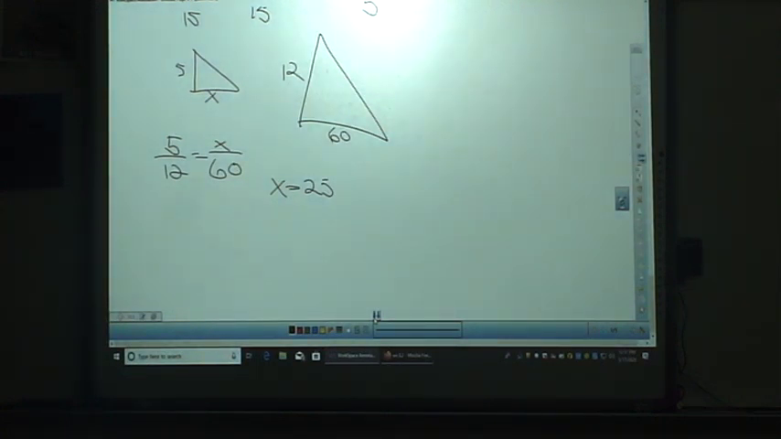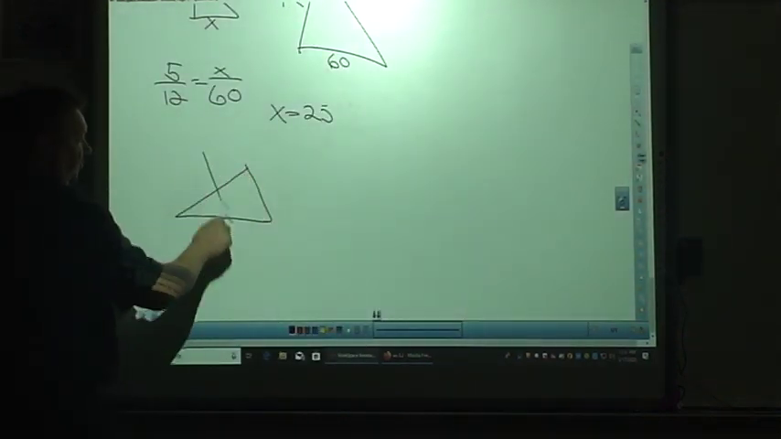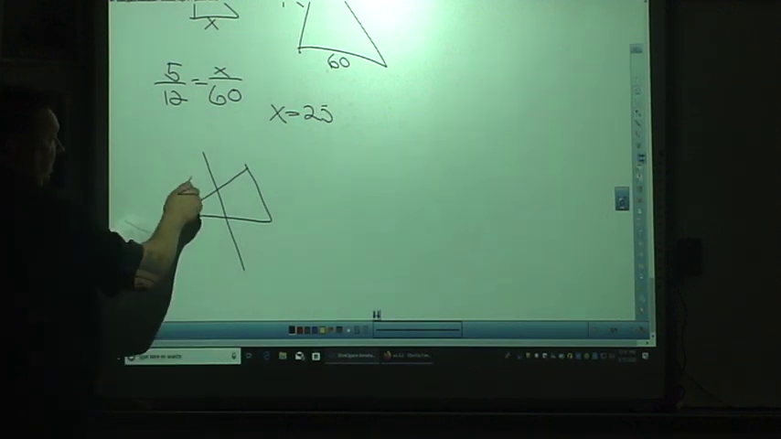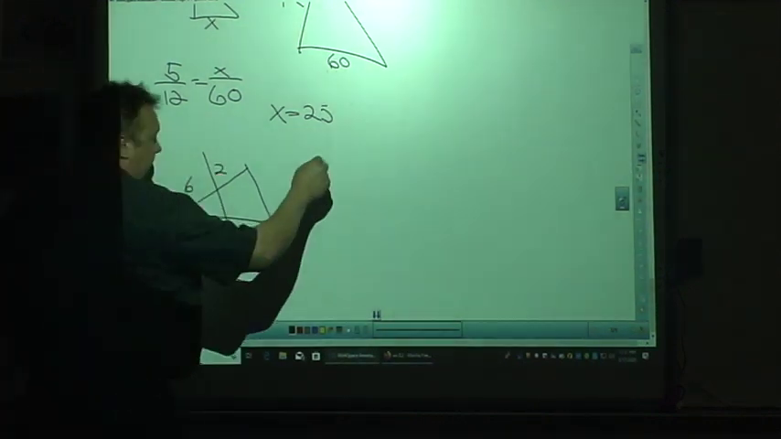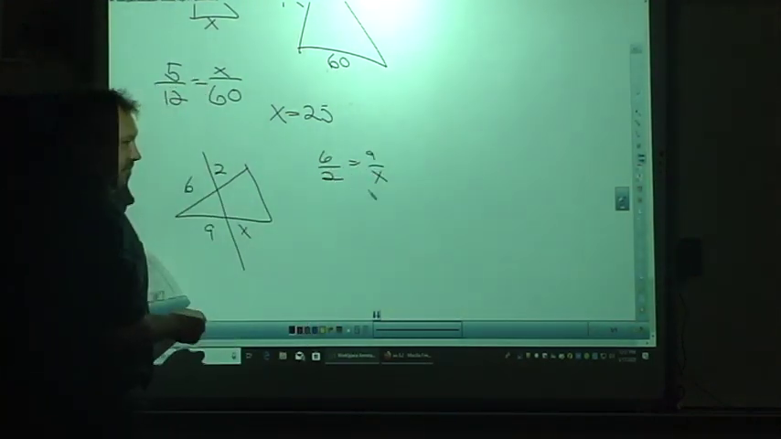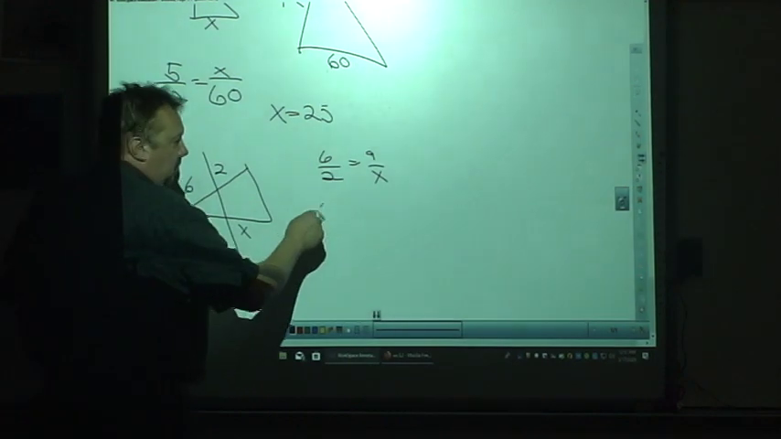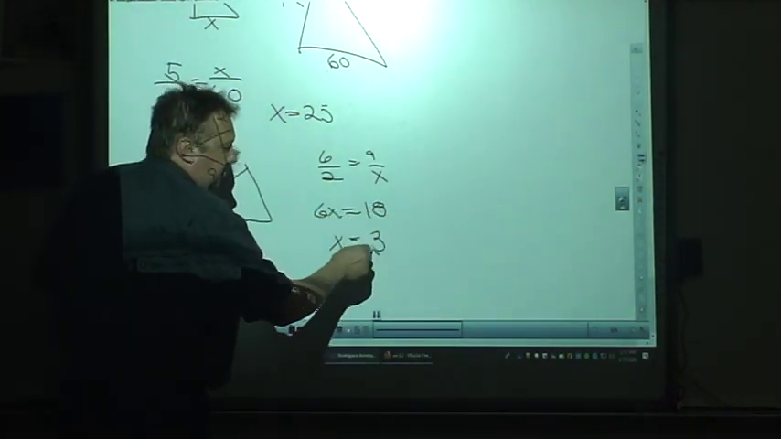Moving on, we're using the side splitter corollary. Remember, it almost makes it look like a proportion if you just extend this. You've got 6, 2, 9, and x. So 6 over 2 equals 9 over x. When you cross multiply, you get 6x equals 18, or x equals 3.